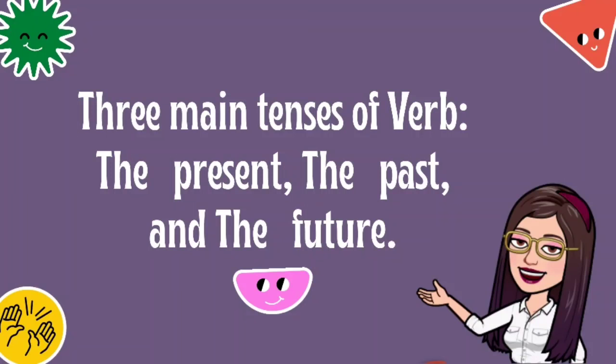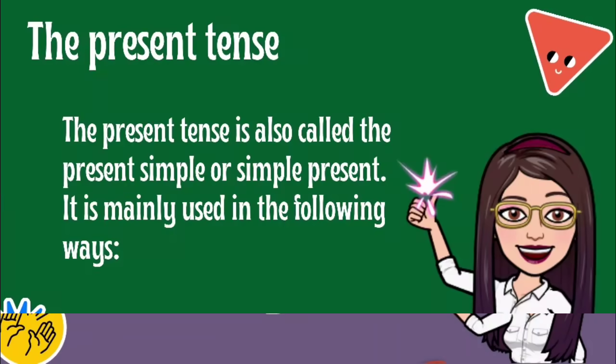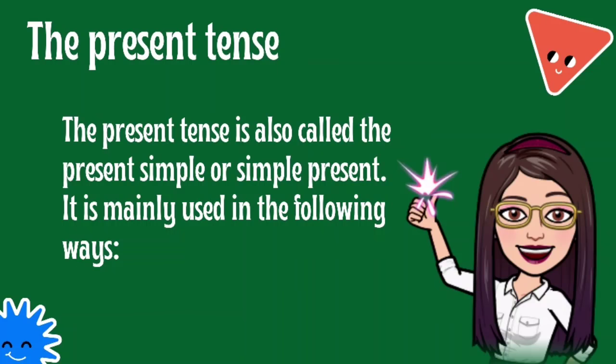There are three main tenses of verb: the present, the past, and the future. Let us first discuss what is present tense. The present tense is also called the present simple or the simple present. It is mainly used in the following ways.